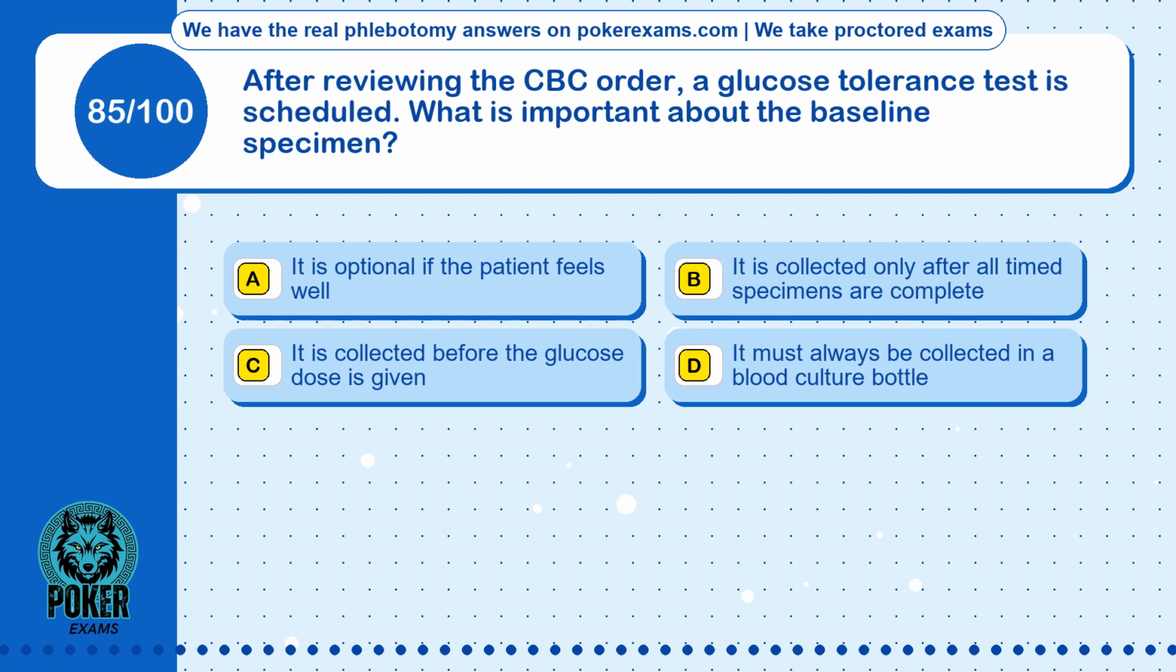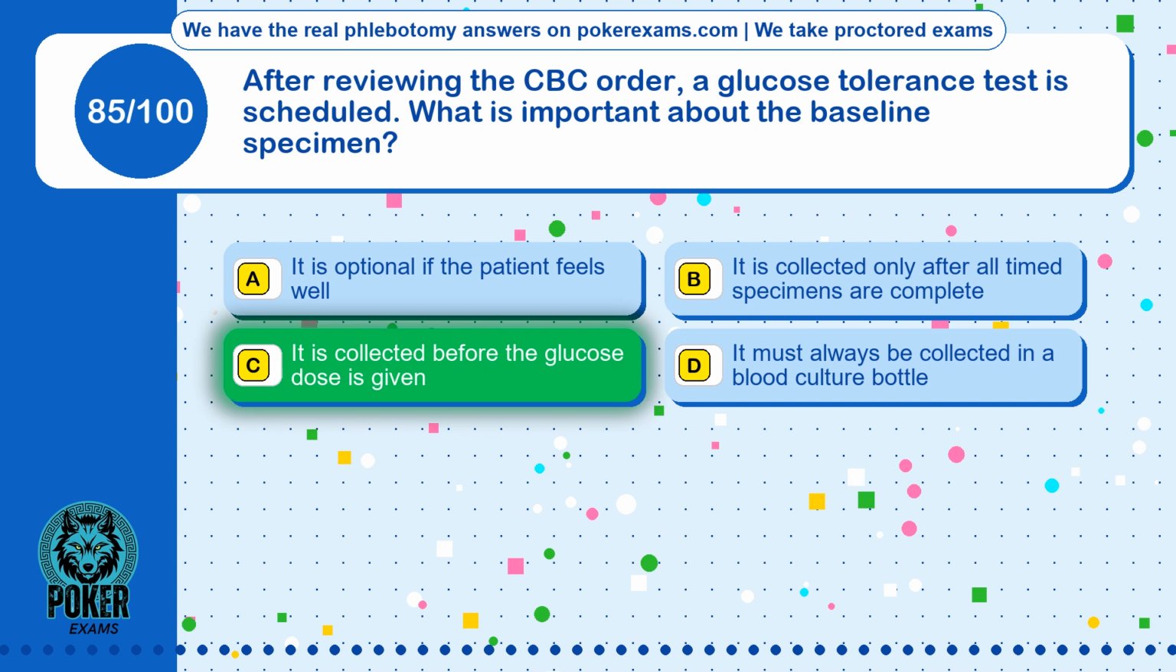Question 85. After reviewing the CBC order, a glucose tolerance test is scheduled. What is important about the baseline specimen? Option A. It is optional if the patient feels well. Option B. It is collected only after all timed specimens are complete. Option C. It is collected before the glucose dose is given. Option D. It must always be collected in a blood culture bottle.